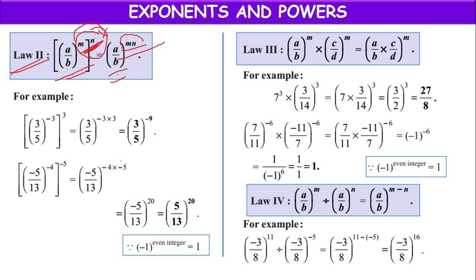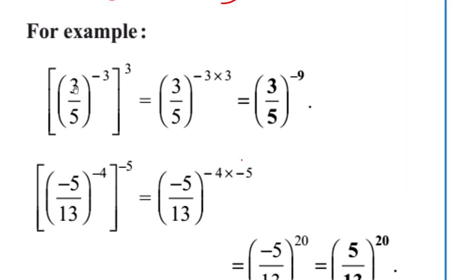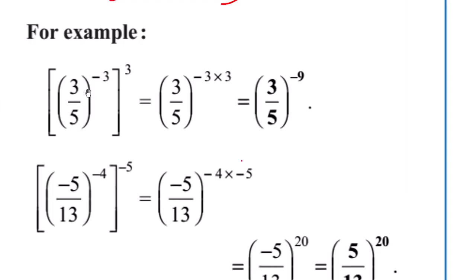And we can write it as a single power. The product will be written as a single power, (a/b) whole to the power of mn. So this is the second law, children. Based on this law, suppose we have a question like this: ((3/5)^-3)^3.